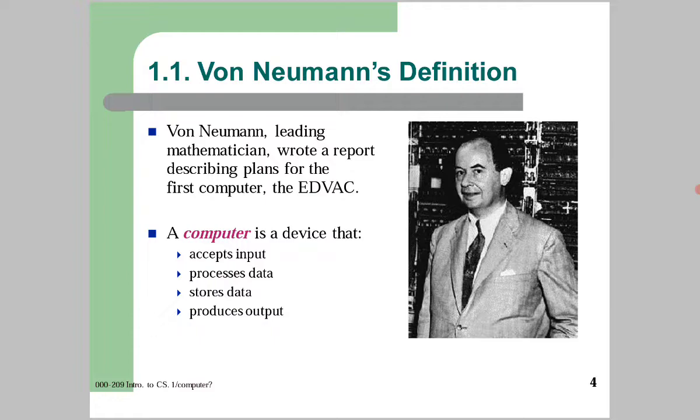Generally, a computer is a device that accepts input, processes data, stores data, and produces output. So a computer is an electronic device. It is also a device like a calculator. It simply accepts input or values from the users and processes them. What is processing? Processing means doing some calculations and stores them either permanently or temporarily, and produces the outputs or results required by the users.